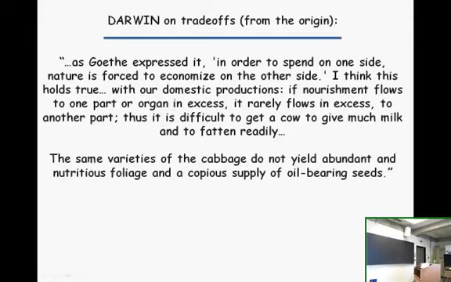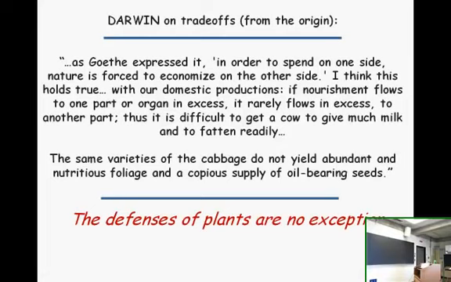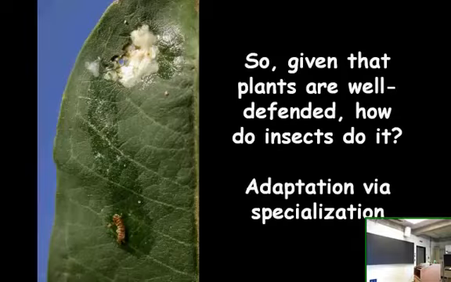Darwin also recognized the importance of genetic trade-offs, and probably didn't think about it in those terms, but he continued to write, "The same varieties of cabbage do not yield abundant and nutritious foliage and a copious supply of oil-bearing seeds." So thinking about varieties, genetic lineages of the same species that have been selected to produce one thing, they don't produce a lot of the other. Trade-offs are central to most adaptive arguments. I'll argue that the defenses of plants are no exception, and I'll try to unravel for you some of the trade-offs that are occurring in the expression of defenses in the plants that I'm going to study.